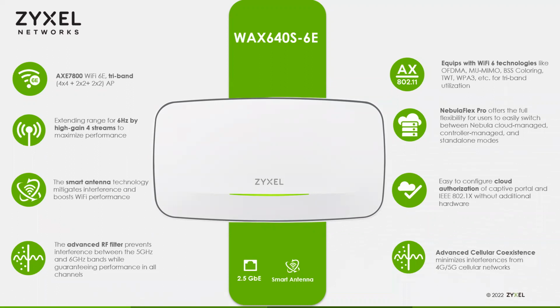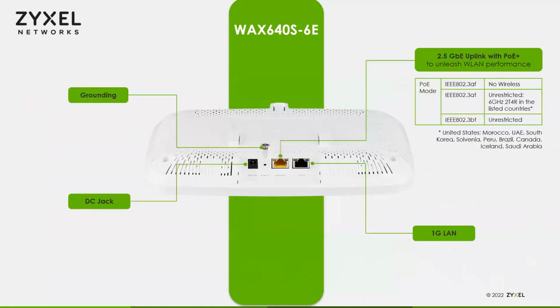This is a Nebula Flex Pro device, so it's got all those 3 modes, just like the other model we were just talking about. And then on the port side of things, same sort of configuration here, although laid out a little bit differently. It's got a 2.5 gig uplink port with PoE support, and then it does have an additional second 1 gig port that you can use to pass through connection to something else.